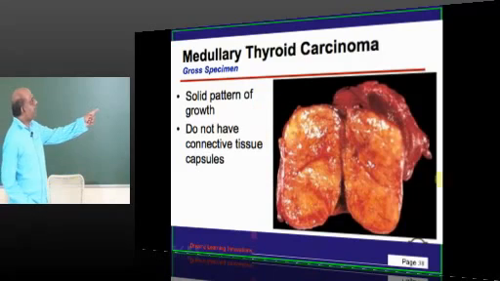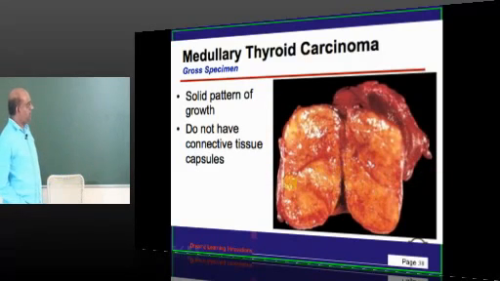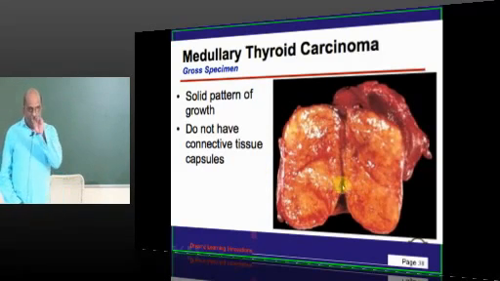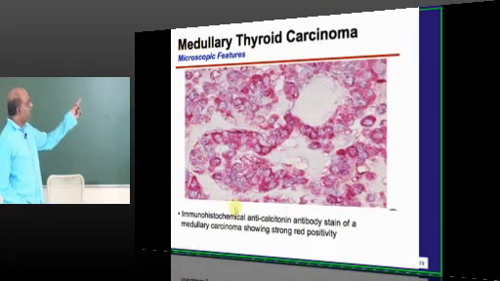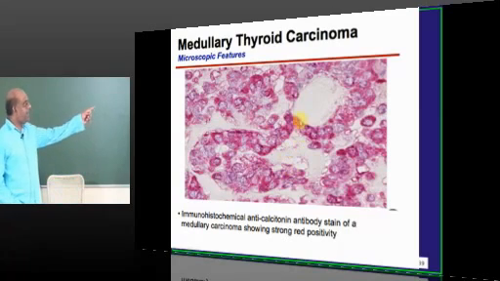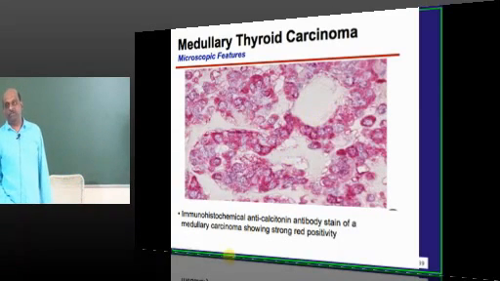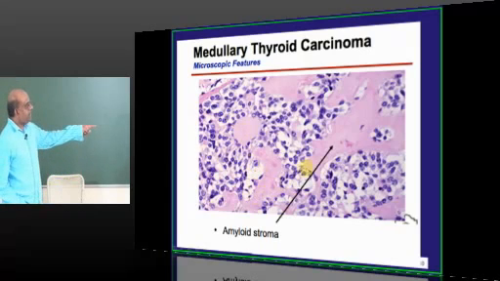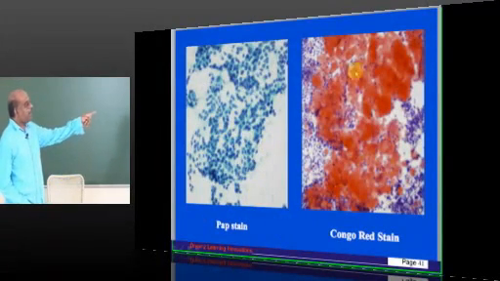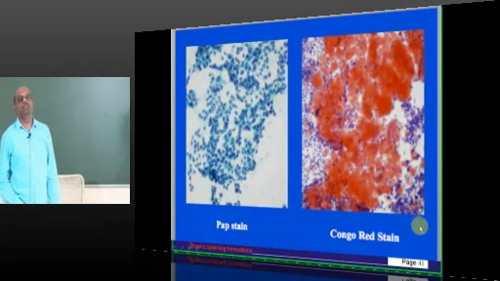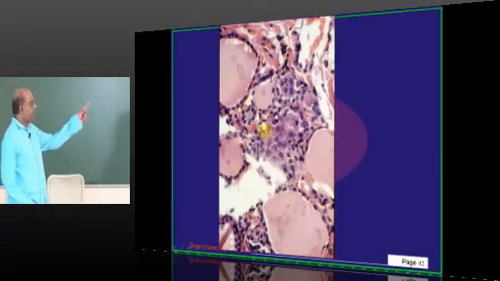So this is a medullary thyroid carcinoma which is showing a solid pattern of growth. It does not have any connective tissue capsule, just like papillary. Only follicular has a capsule, right? So that's important to be appreciated. Then there's a typical immunohistochemical staining which is using anti-calcitonin antibody stain to detect the presence of medullary thyroid carcinoma. There is an amyloid stroma, which is a very classical feature in case of medullary carcinoma of the thyroid, and this is a typical Congo red staining of that amyloid stroma.